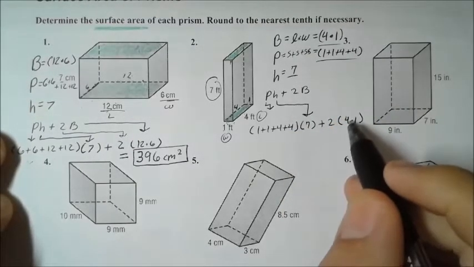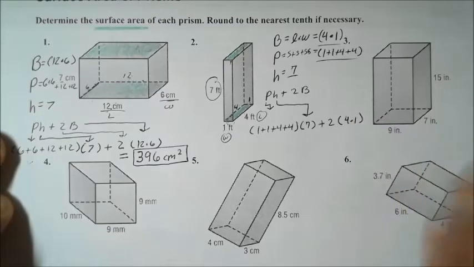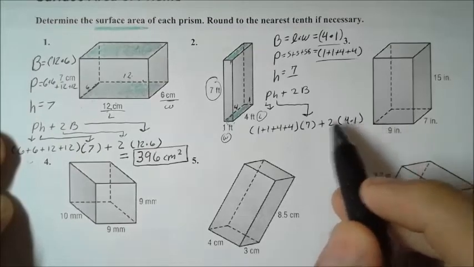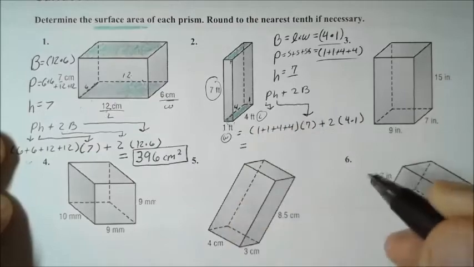Now, some of you might have said, well, hey, I know what 4 times 1 is. It's just a 4, so I'm going to write a 4 here. But if you want to do that, that's perfectly fine. I'm just writing everything out so you can see exactly what I'm doing. And now we just need to put this in the calculator.